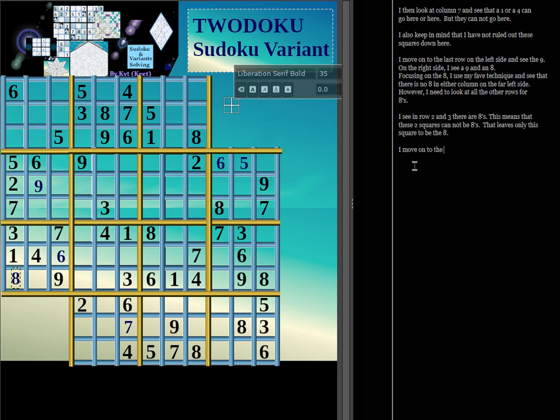I move on to the top now. I will start with the 5 and 3 in column 4. I see at the bottom of that column we have a 2. This means we must put a 2 here.